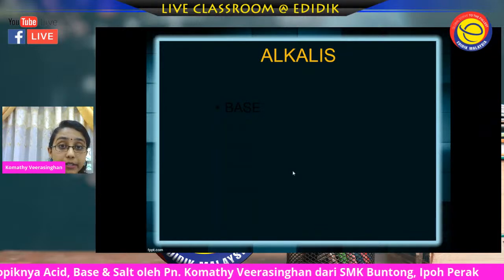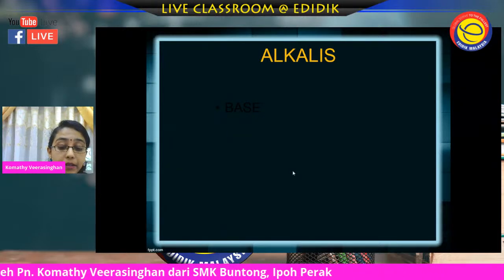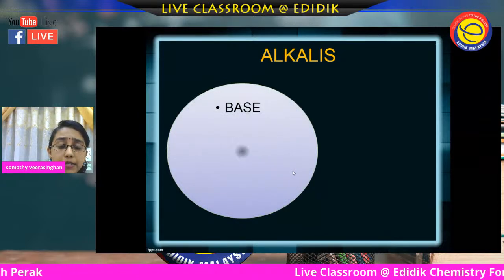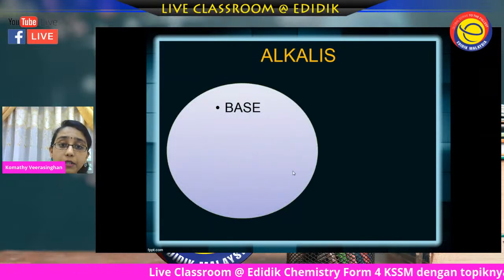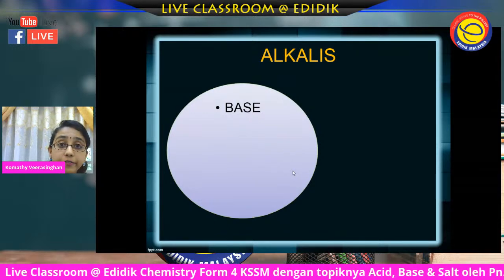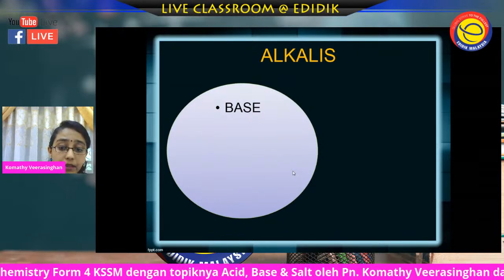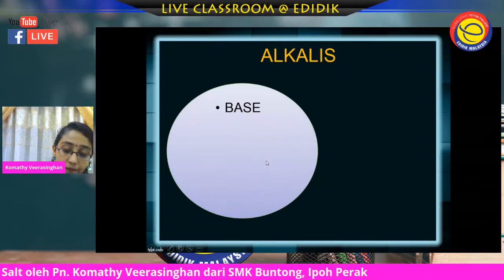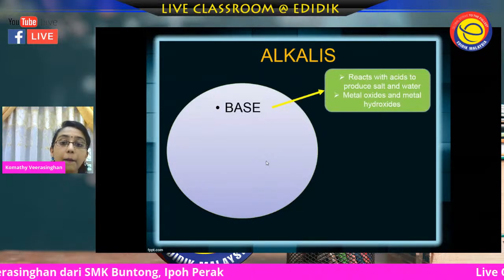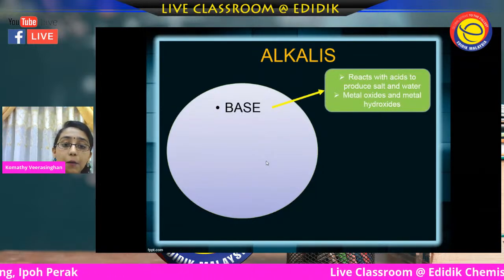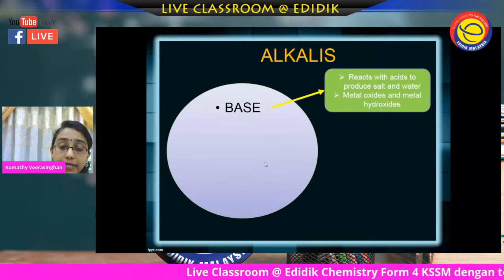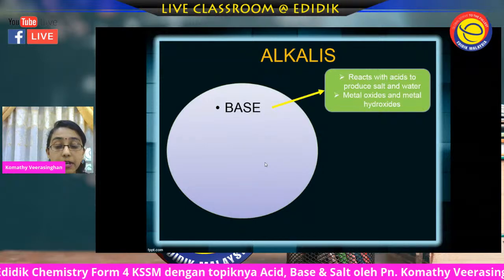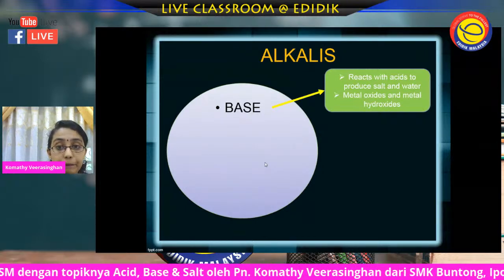Okay, I hope you have understood well about acid. Now I'm going to move on to alkali. What is alkali? For you to learn about alkali, first of all, you have to understand what a base is. Now, as you can see here, one circle of base. Okay, what is a base? A base is a chemical substance that reacts with acid to produce salt and water.